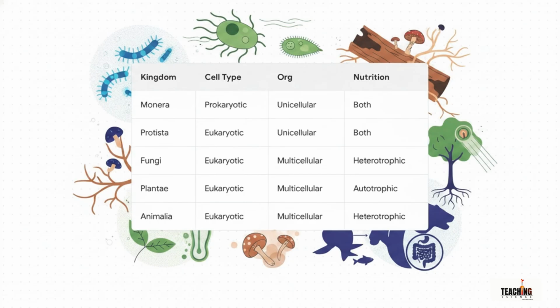Let's do a quick comparison of these 5 kingdoms. Monera contains unicellular prokaryotes, like bacteria. Protista holds unicellular eukaryotes, like our friend the amoeba. Now, fungi are multicellular, eukaryotic, and strictly heterotrophs, meaning they survive by absorbing dead and decaying matter. That is exactly why they got separated from plants. Plantae are multicellular, eukaryotic autotrophs that make their own food through photosynthesis. And finally, Animalia consists of multicellular, eukaryotic heterotrophs that don't have a cell wall.